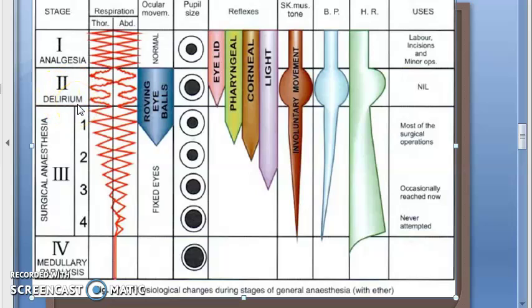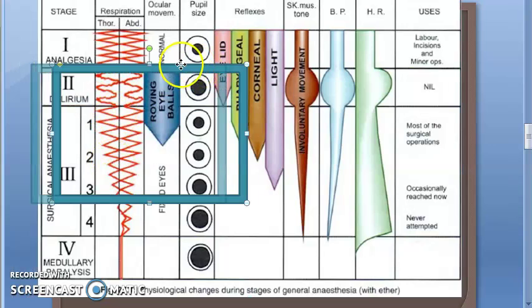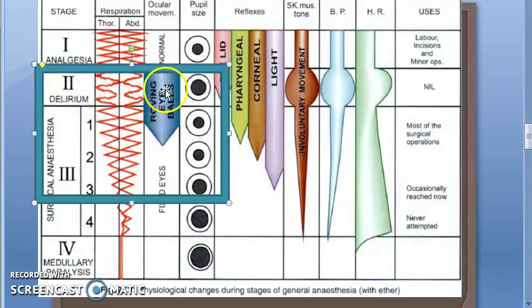The patient loses consciousness, but his sympathetic activity increases. Heart rate will be more, blood pressure will be more, pupil is dilated actually. And you can see here the respiration is irregular. In modern anesthesia, this delirium stage is very small, or very inconspicuous. Another thing you can notice in this delirium stage is something called roving eyeballs. The ocular movement, the roving of eyeballs, is there.